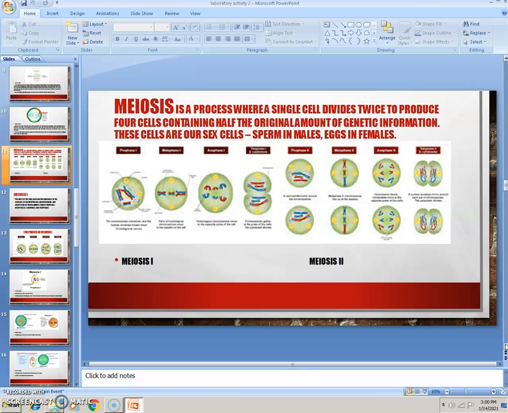So that's the mitosis. Now we are going to discuss what meiosis is all about. Meiosis is a process where a single cell divides twice to produce 4 cells containing half the original amount of genetic information. These cells are our sex cells, the sperm in males, the eggs in females.